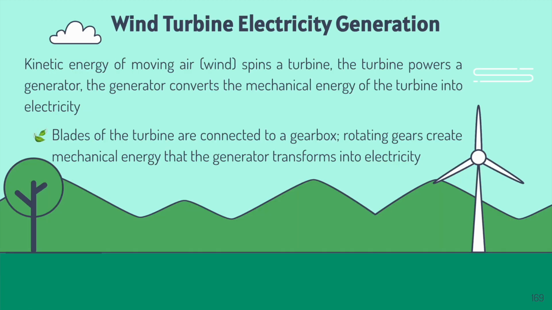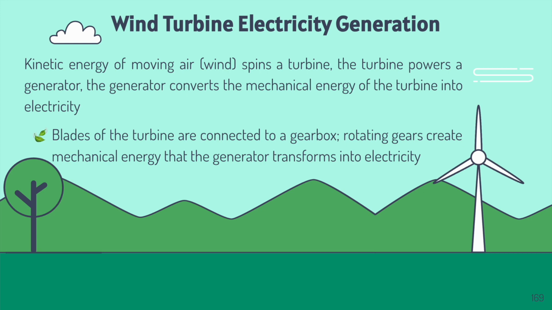So wind turbine electricity generation is similar to fossil fuels in that a turbine is still being powered. The difference here is that the kinetic energy of moving air, or the wind, spins that turbine instead of having to heat water up to turn it to steam, which turns the turbine. This just uses wind to turn the turbine, which powers a generator. The generator then converts the mechanical energy of the turbine into electricity.